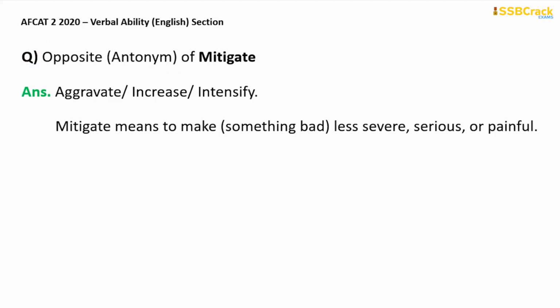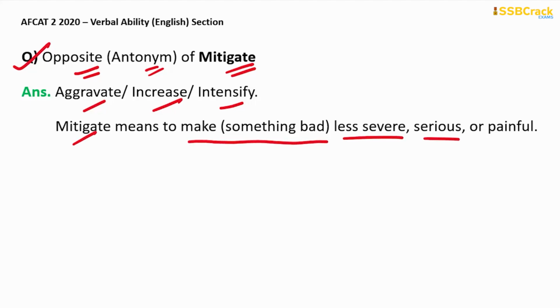The next question is to find out the opposite, that is the antonym of the word mitigate. Now the answer will be aggravate or increase or intensify, because mitigate means to make something which is bad less severe, less serious or less painful. That means to reduce. Mitigate means to reduce or to lessen. So the opposite of mitigate is obviously to increase or to aggravate or to intensify.